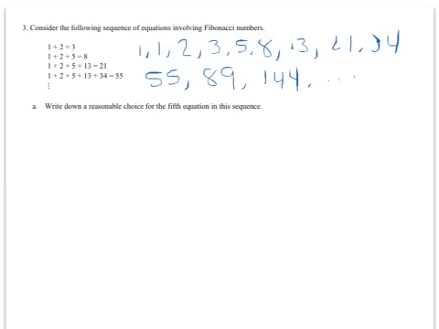And what I might notice is that each equation involves a list of Fibonacci numbers, but not all of them. In fact, every other Fibonacci number. So the first equation uses 1, 2, and then the 3. So I skipped 1 and then I had the 3. And then the second equation uses the 1, the 2, the 5, and then it equals the 8.